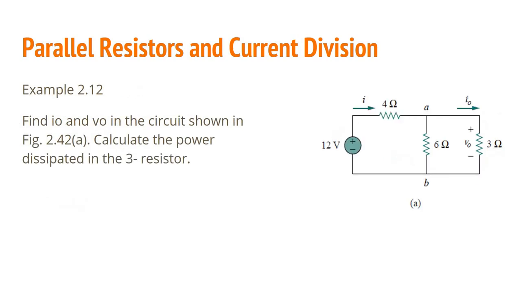Another practice problem. Another example. Example 2.12. Find current I sub O and voltage V sub O in the circuit shown in figure 2.42. So, pangitaan ang value sa I sub O and V sub O. So, that is the current and the voltage in the 3 ohm resistor. Calculate the power dissipated in the 3 ohm resistor. Okay, so tulo ang gipangita: ang current, ang voltage, ug ang power na gi-consume sa 3 ohm resistor.